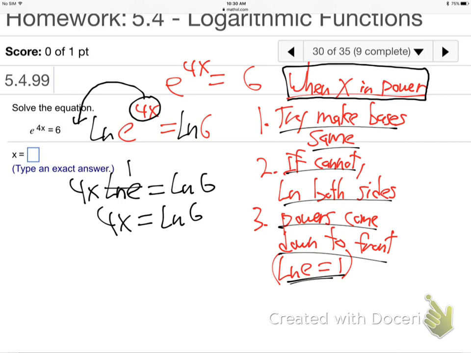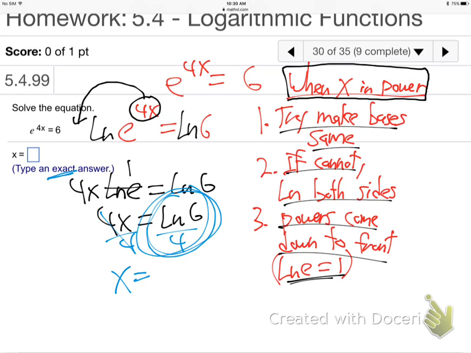Now, how do you finish solving for x? Just divide by that 4. There it is. Hit the buttons on your calculator. Oh, they want an exact answer. So that means they want that. They don't want a decimal, because decimals go on forever and you round them, so they're not exact anymore. So whenever they say exact answer, they mean they don't want a rounded decimal. ln 6 over 4. So type it in just like that. Does everybody see that?